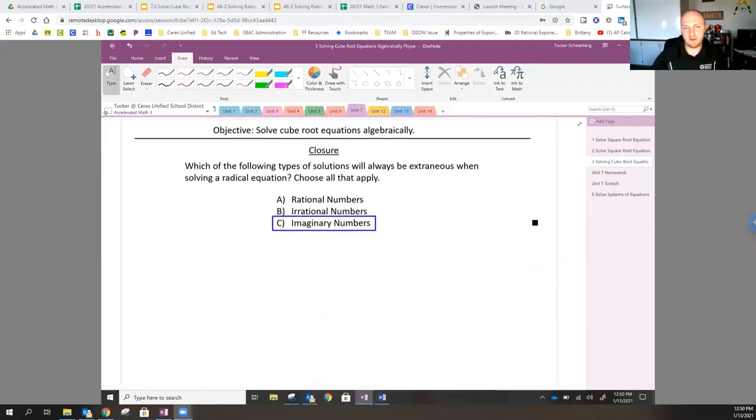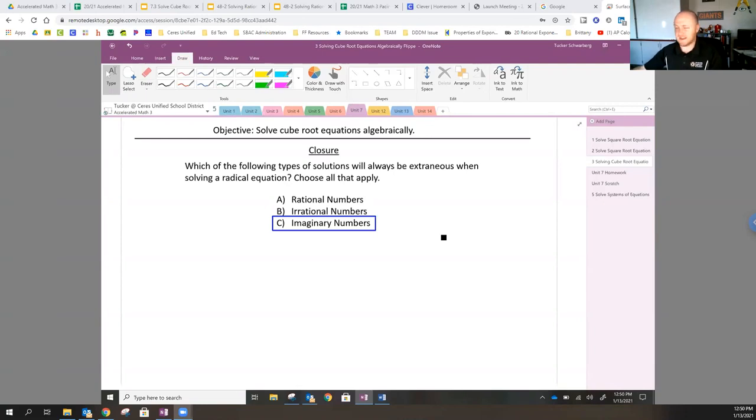Closure question, just something to think about, food for thought. Which of the following types of solutions will always be extraneous when solving a radical equation? Rational numbers? Well, no, those are like integers. Those won't be a problem. Irrational? Well, we just saw a 5 times root 14. Okay, you can have irrational solutions. And imaginary solutions? No. No imaginary solutions. We like to keep it real, right?